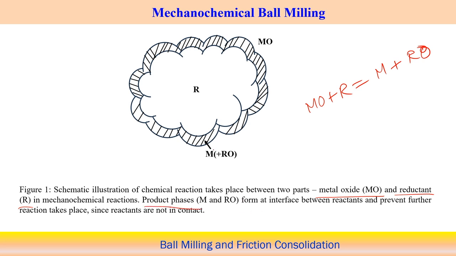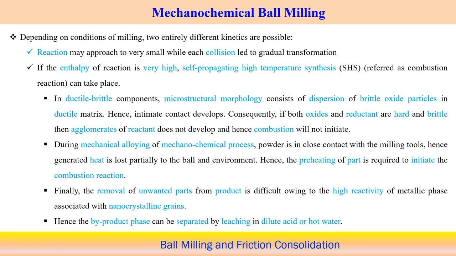So M and RO are basically present at the interface, and R is outside. This forms the interface between the reactants and prevents further reaction, because M and RO take the boundary part and try to stop further reduction by the reductant in this particular case. Since the reactants are not in contact, the reaction stops at this point in time.